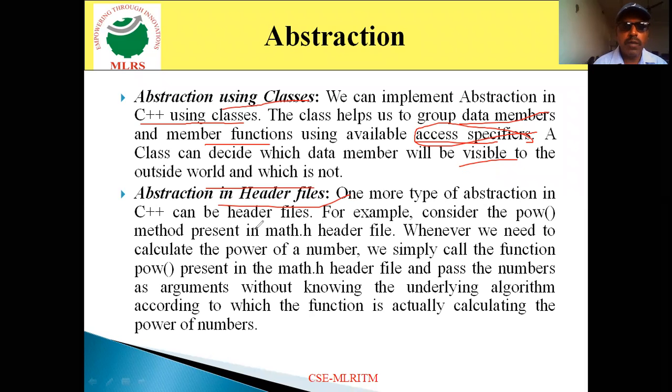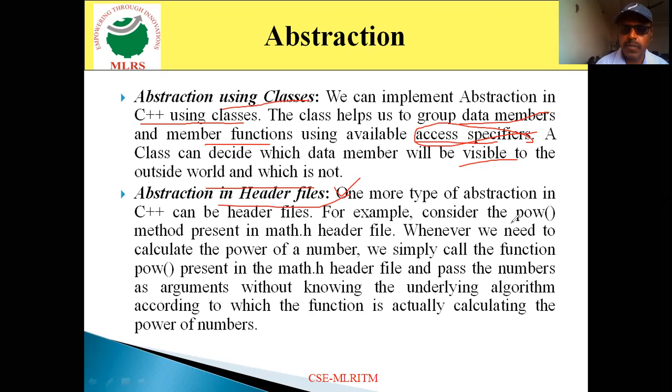Similarly, coming to the next one, abstraction in header files. You already know the header files, which consist of different user-defined functions or objects. The best examples are stdio.h in C and iostream in C++, which consist of a number of input and output functions and objects.